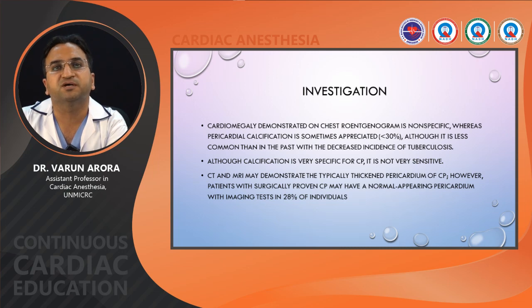Coming to the investigations, cardiomegaly demonstrated on chest X-ray is non-specific, whereas pericardial calcification is sometimes appreciated in less than 30% of cases, although it is less common than in the past with the decreased incidence of tuberculosis. Although calcification is very specific for constrictive pericarditis, it is not very sensitive. CT scan and MRI may show a thickened pericardium in constrictive pericarditis. However, patients with surgically proven constrictive pericarditis may have a normal-appearing pericardium on imaging tests in 28% of individuals.